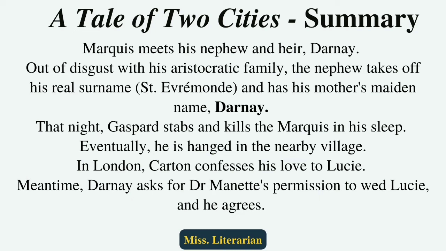There, the Marquis meets his nephew and heir, Darnay. His nephew is Charles Darnay, who is also called Charles Evrémonde. Though Darnay belongs to an aristocratic family, he is ashamed to carry his surname Saint Evrémonde and thus takes his mother's maiden name, Darnay. That night, Gaspard, the father of the child killed by the Marquis, creeps inside the chateau and stabs and kills the Marquis while he is asleep. For a year, Gaspard escapes capture but is eventually hanged in the nearby village.